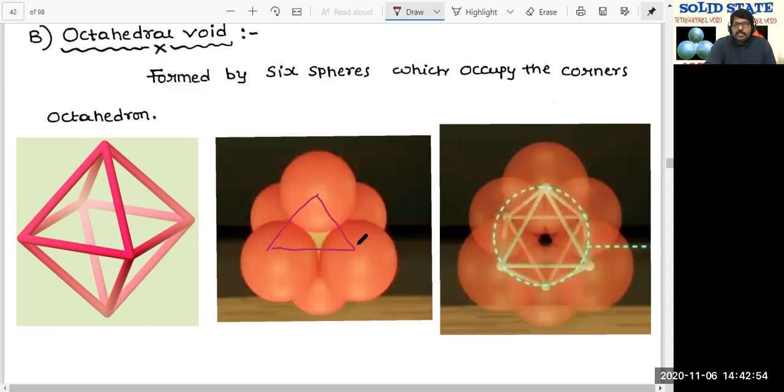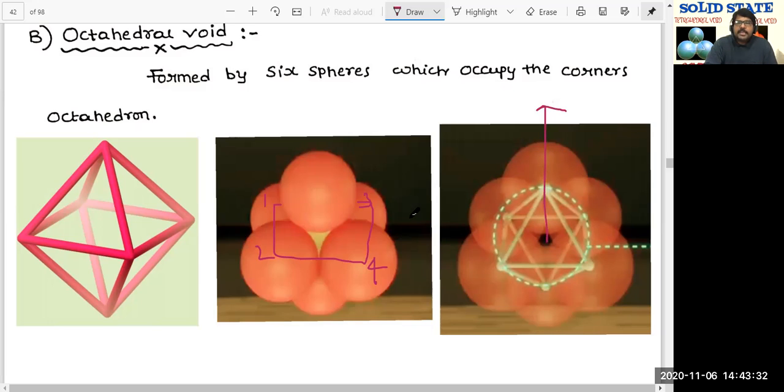And instead of this triangle view, you can also see the same picture like a square bipyramidal. You can see this is a square, 1, 2, 3, 4. These are occupying the corners of the square, and this one is above the square and this is below the square. However it may be visualized, this is a square bipyramidal. And at the center, you can see there is an empty space, and that empty space is called the octahedral void.